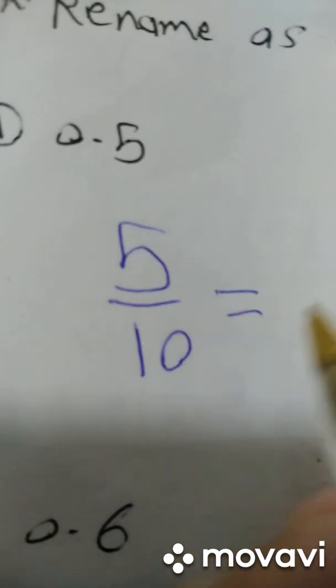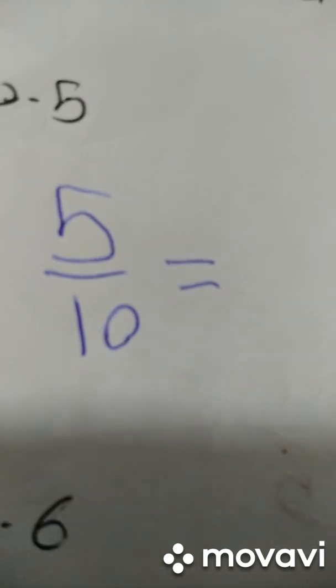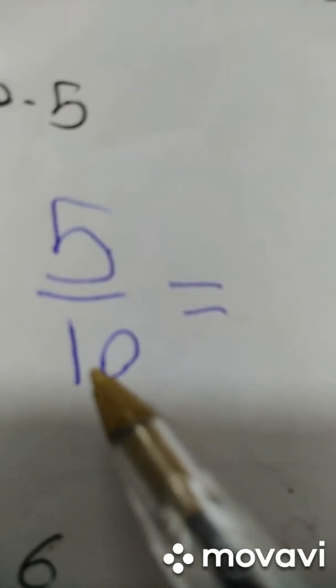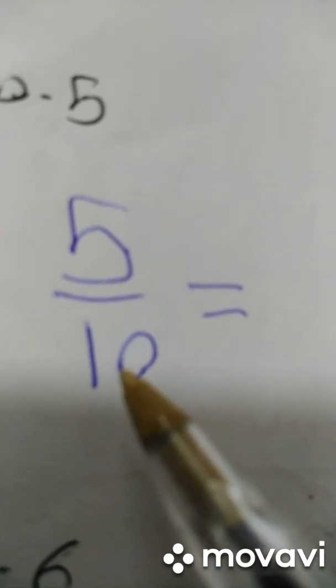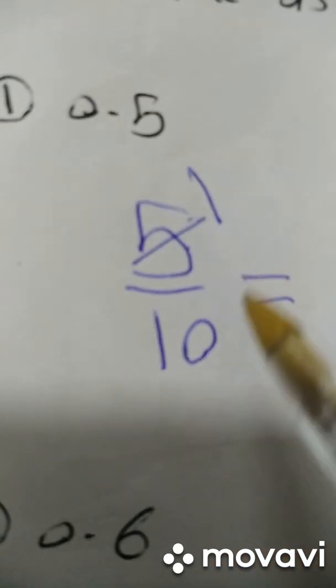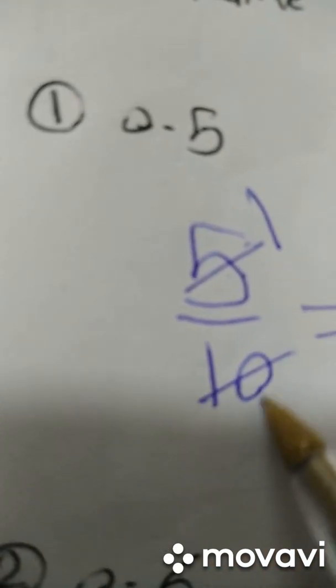But it asked you to put it in the simplest form, so we will divide up and down over the GCF of 5 and 10, the greatest common factor of 5 and 10. What is the GCF of 5 and 10? Yes, 5. 5 over 5 equals 1, and 10 over 5 equals 2. So our fraction in simplest form will be 1/2.